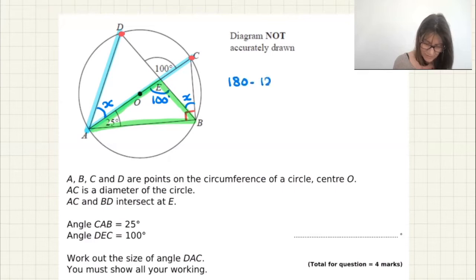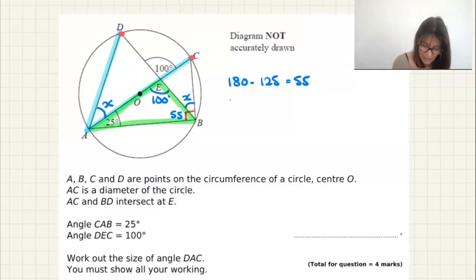Take away 125, that'll give me 55. So I know this side here is 55. Always mark on your diagram. It's really helpful to keep an eye on what's going on. That's exactly the angle I need to use with that 90 degree, isn't it?